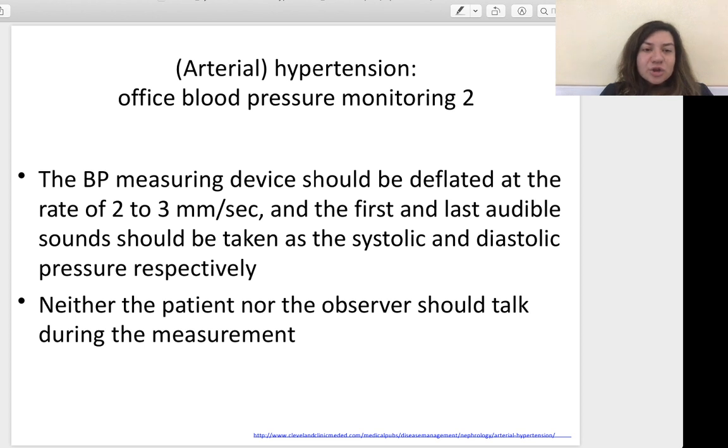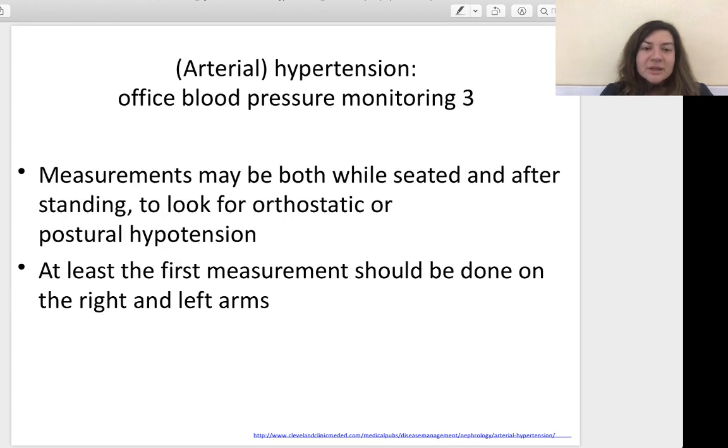The blood pressure measuring device should be deflated at the rate of 2 to 3 millimeters per second, and the first and last audible sounds should be taken as systolic and diastolic pressure respectively. Neither the patient nor the observer should talk during measurement. Measurements may be taken both while seated and after standing to look for orthostatic or postural hypotension. At least the first measurement should be done on right and left arms.